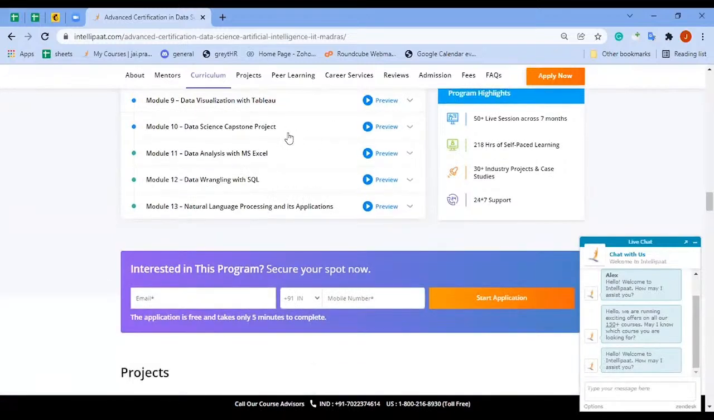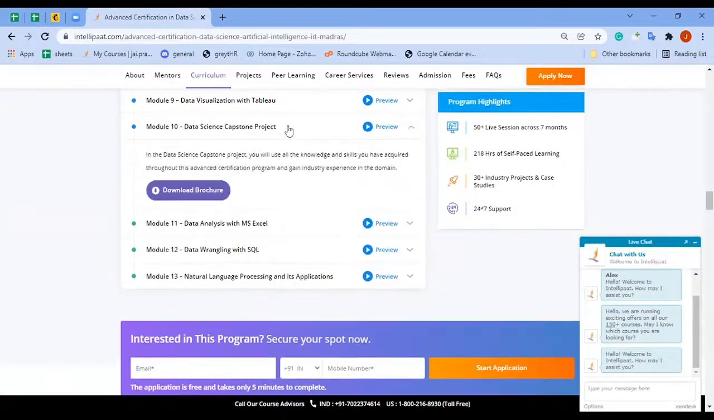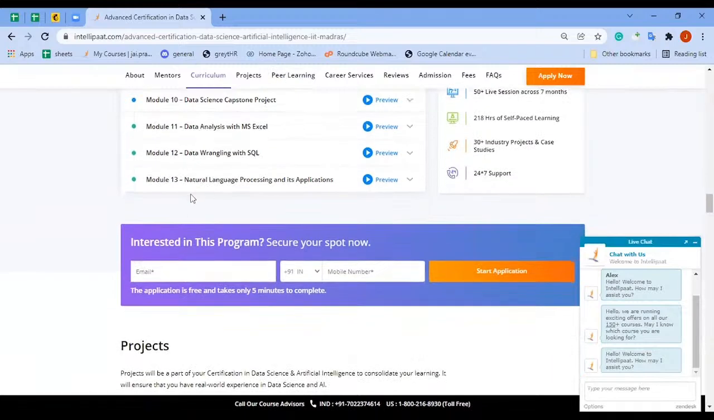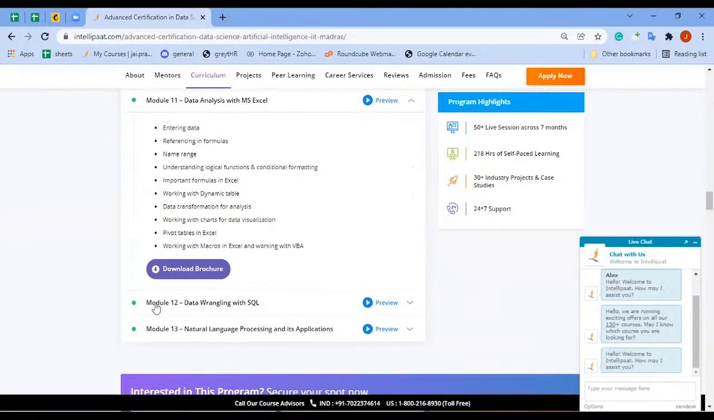Module number 10 is a capstone project. Capstone project is nothing but a project wherein you'll apply the knowledge and skills of all the tools and technologies that you have learned so far. So these 10 modules will be in live lectures, plus you are getting three more modules as complimentary, but in self-paced. Self-paced meaning pre-recorded lecture videos, no live lectures. So in self-paced, you're getting Microsoft Excel, you're getting SQL.